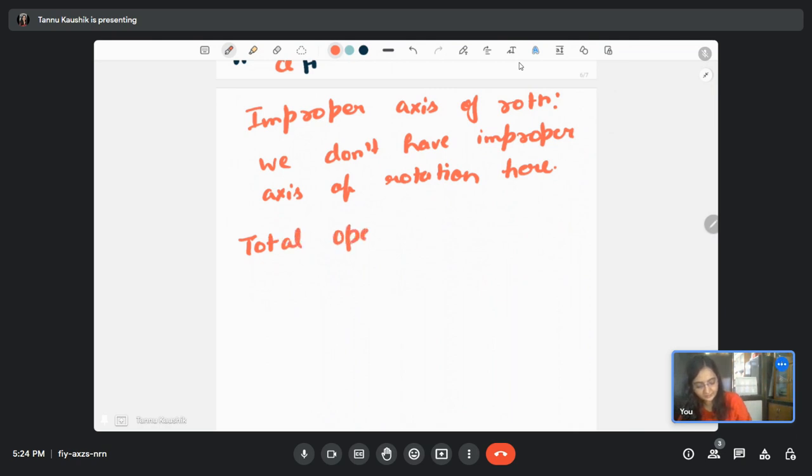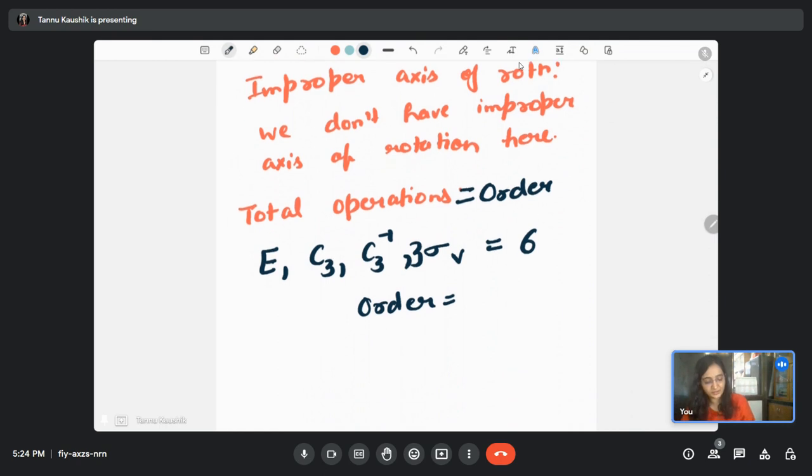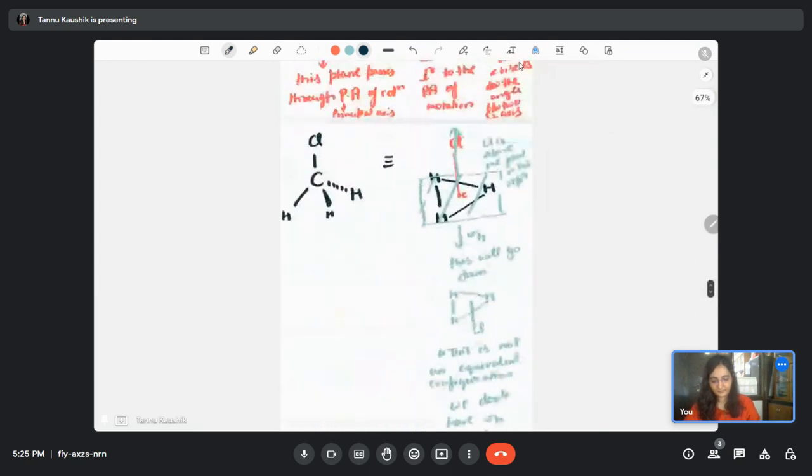So the total operations we have here, which we also call the order, are E, C3, C3 inverse, and 3 sigma planes. So we have a total of 6 operations. So here the order, the number of symmetry operations in this molecule, is 6.